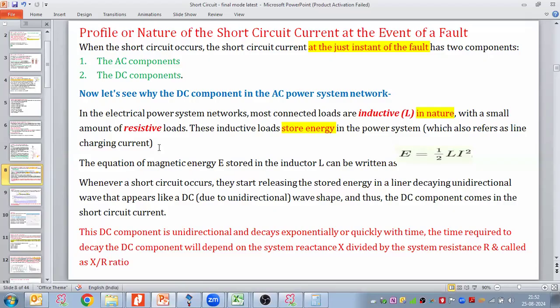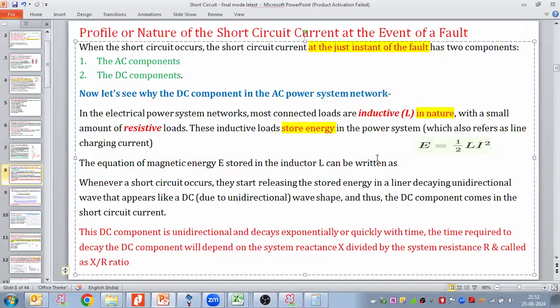During module 1, isn't it? The line charging current. Whatever energy they are storing, we can refer to as half Li square. E is equal to half Li square, 1 by 2 Li square. How much energy is stored by the capacitor? Half CV square. This is the energy that the capacitor stores.